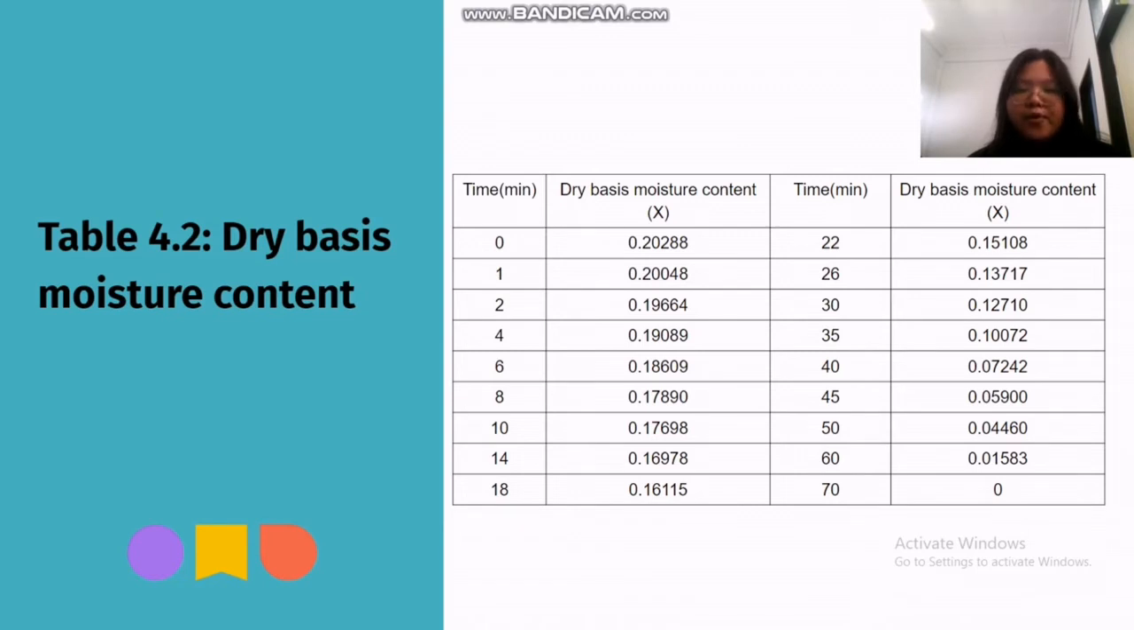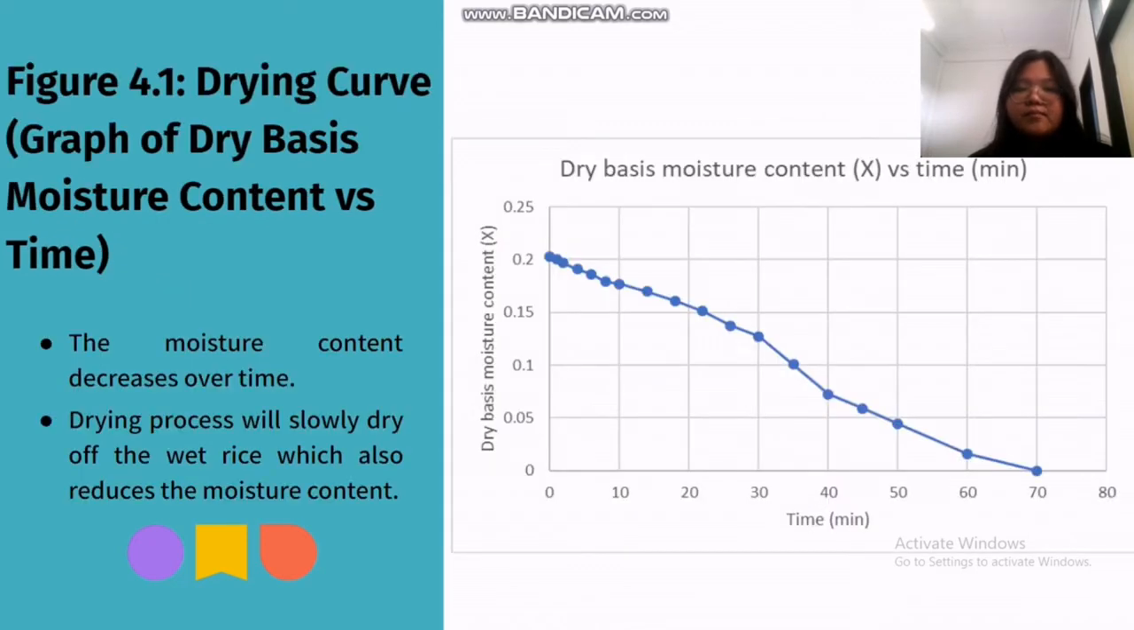And Table 4.2 shows all the calculated dry basis moisture content for all the intervals. Based on Table 4.2, we can plot the drying curve, which is the graph of the dry basis moisture content versus time. Based on Figure 4.1, we can find that the moisture content decreases over time, and the drying process will slowly dry off the wet rice, which causes the reduction of moisture content.